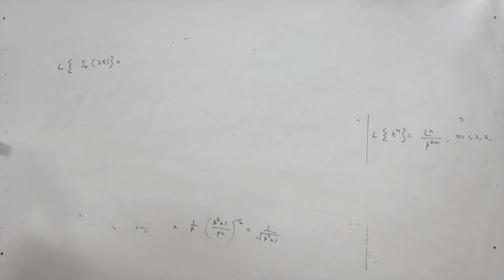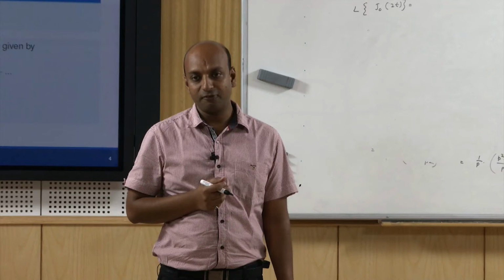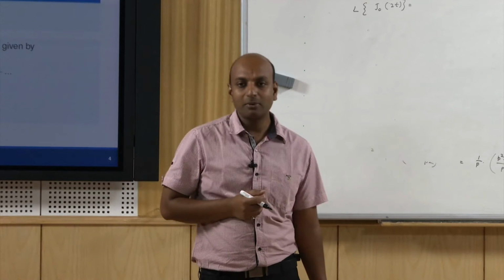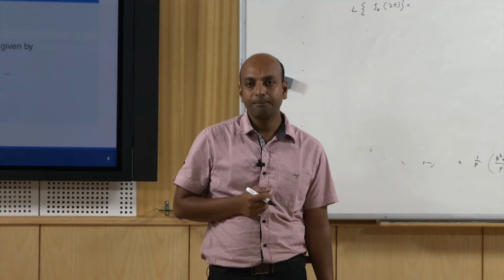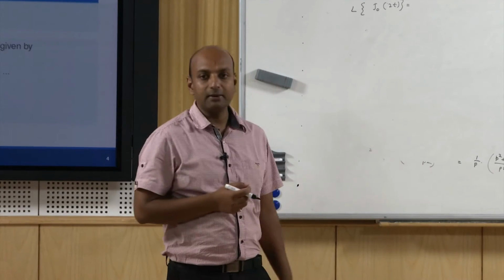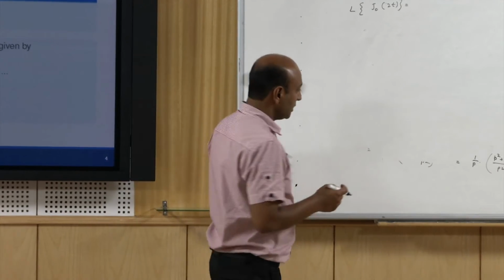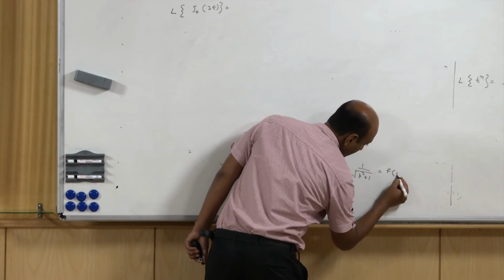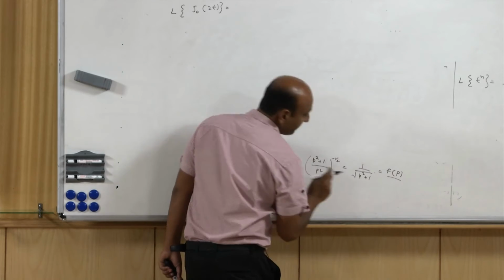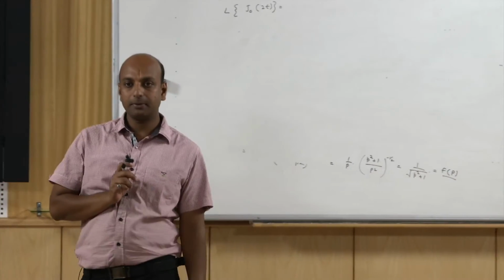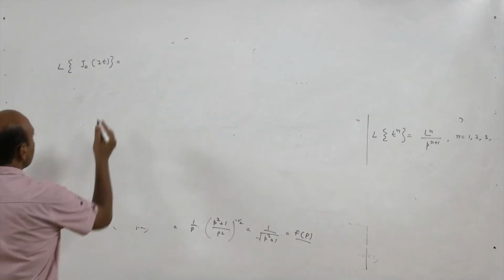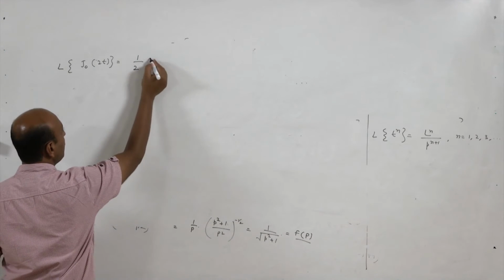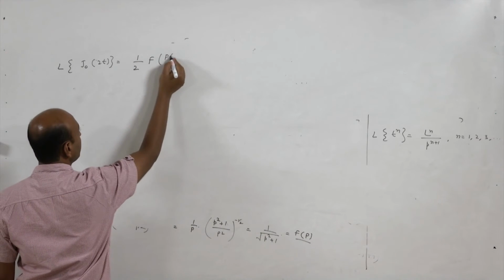So, this is using the change of scale property, because if the Laplace transform of f(t) is some F(p), then the Laplace transform of f(at) is nothing but (1/a) F(p/a). Here this is F(p), and this is the Laplace transform of J0(t). So, what will be the Laplace transform of this? Here it will be (1/2) F(p/2).